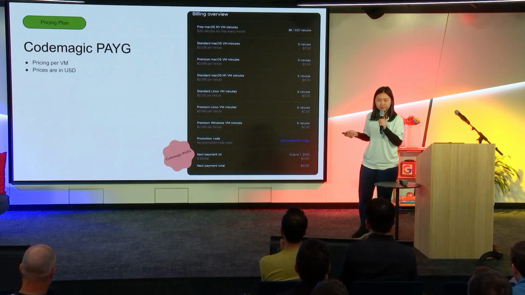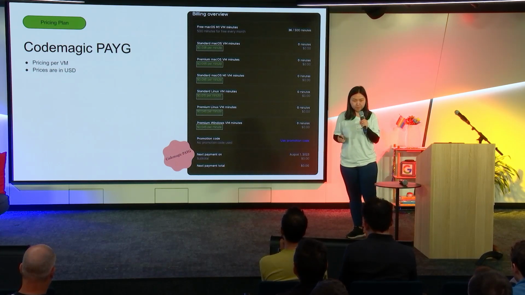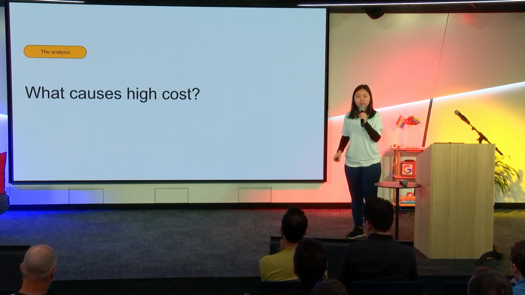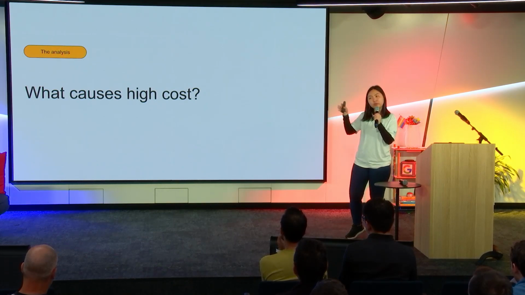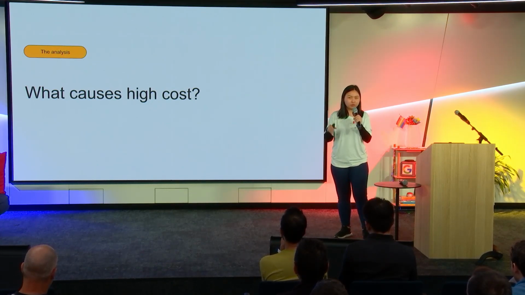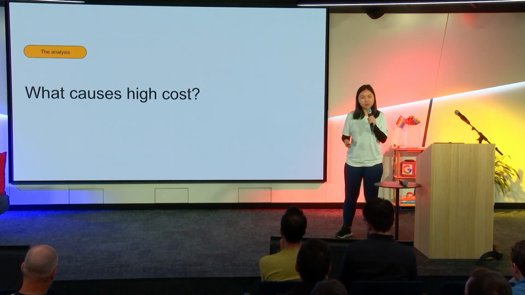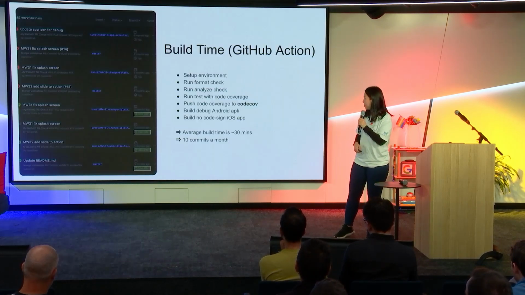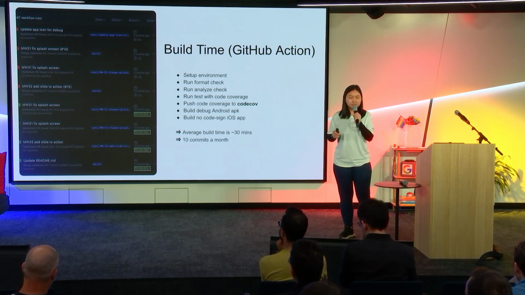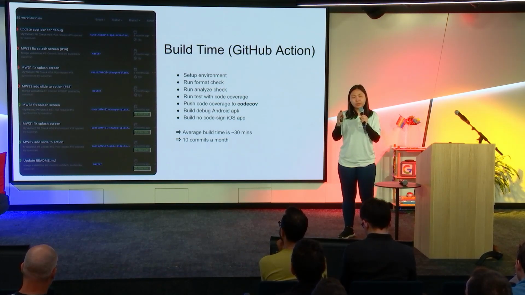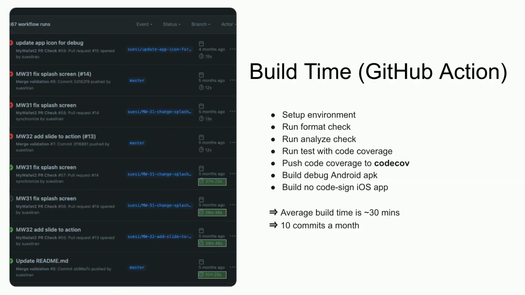Okay, now we come back, and because we know all the information, we try to analyze what caused the high cost. Number one is the build time, because this is where I took this picture. At that time, we always used macOS on GitHub Actions.